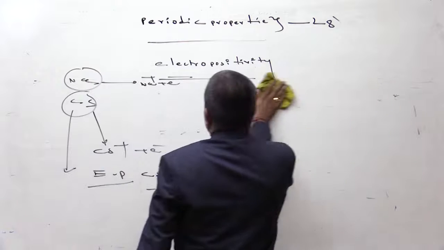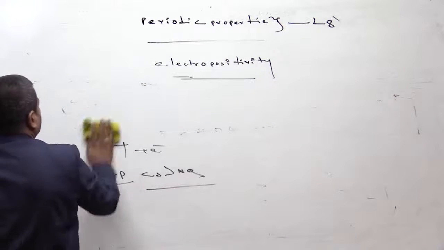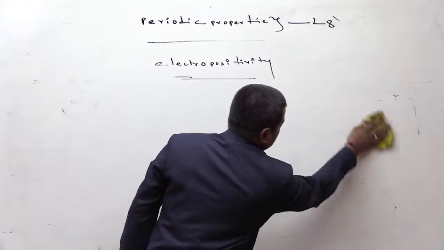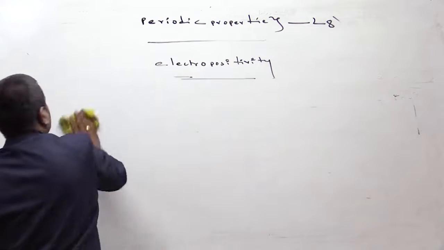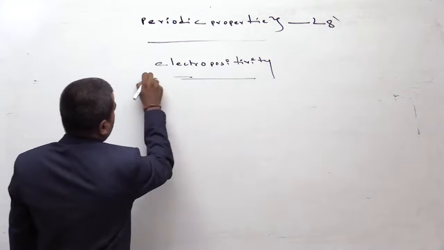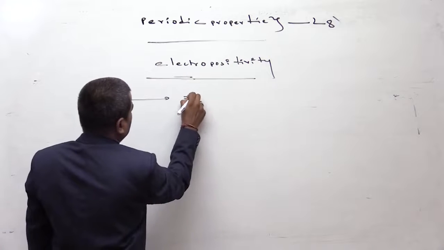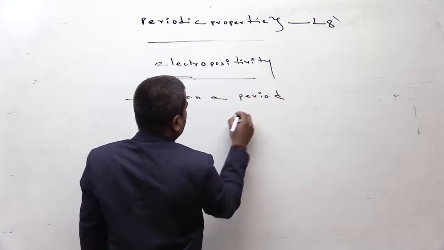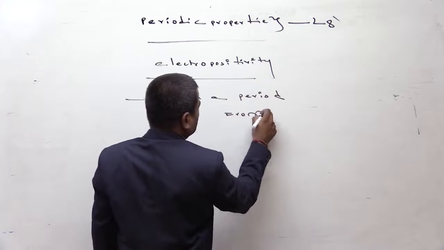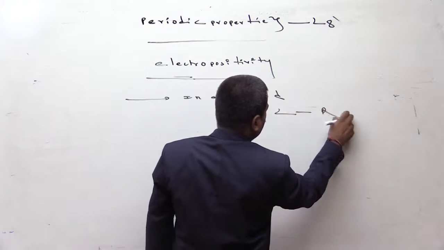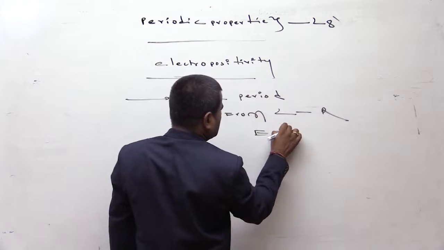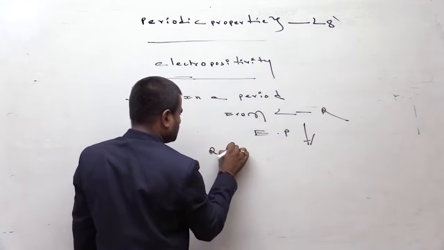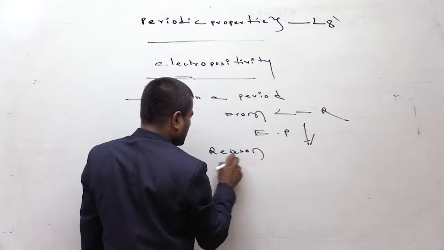In a period, from left to right, electropositivity character decreases. What is the reason?